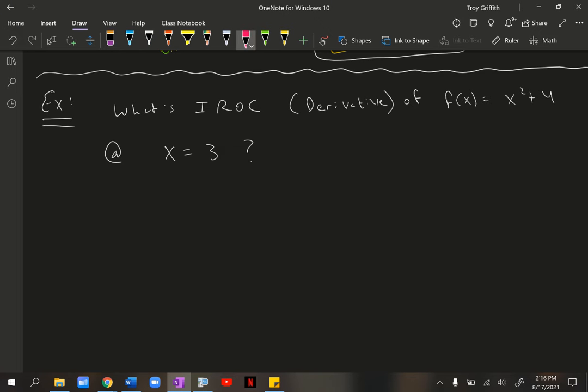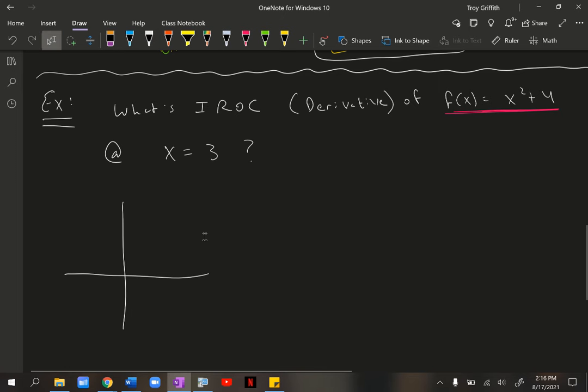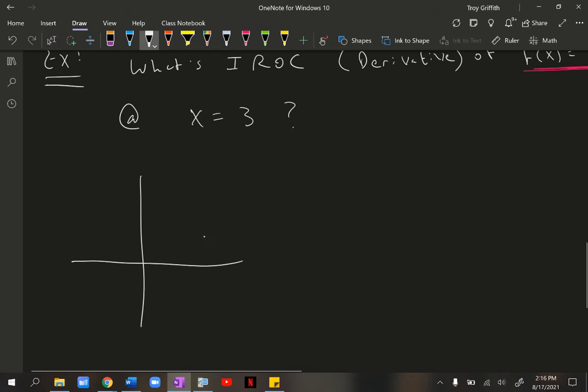Hopefully you guys remember from Algebra 2 and Pre-Calculus, if I was going to graph x squared plus 4, it would look like a parabola that got shifted up 4 units. It doesn't have to be a perfect picture right here, but let's say that was our parabola. Now, x equals 3, that's right here. And we talked about an instantaneous rate of change. What that really is, it's like the slope of the tangent line that just touches the function in this one spot.